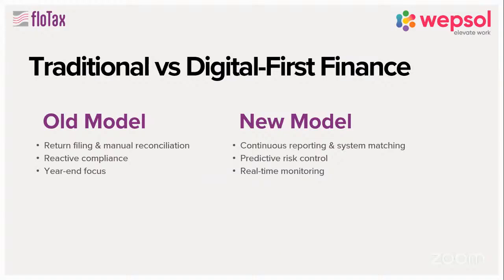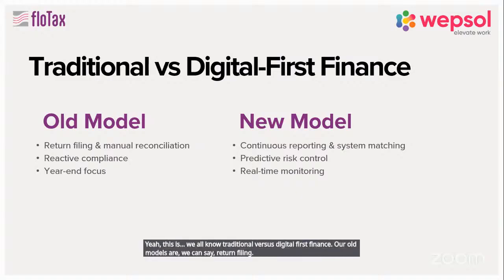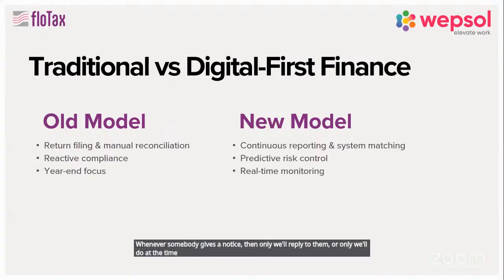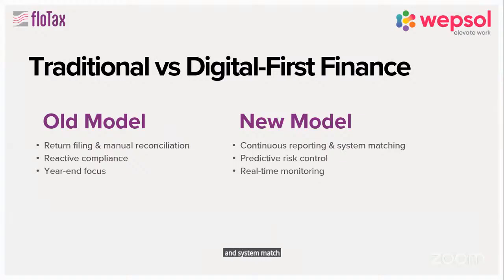Yeah, this is what we all know as traditional versus digital-first finance. Our old models are, we can say, written filing, manual reconciliations, and reactive. Whenever somebody gives a notice, only then will we reply to them, or only at the time of audit will we do all the reconciliations, find out the discrepancies and pass the entries. But in the new model, it became continuous reporting and system matching. It's all driven by technology and predictive risk models.